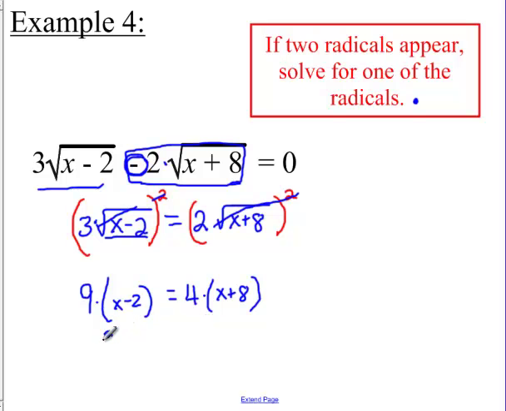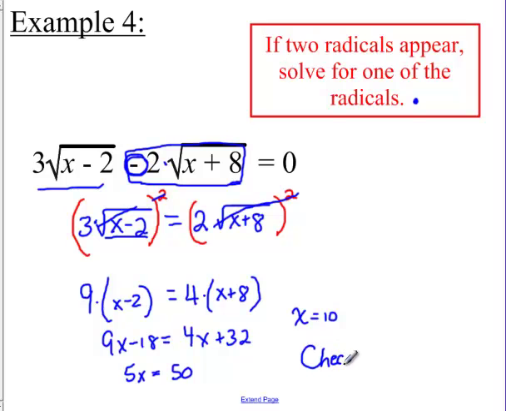Now let's fly through this because this video is getting a little long. This stuff is easy. We just distribute. We'll bring everything to the correct side. 5x equals 50. X equals 10. We're done. There's one last thing. You would check it, and we're going to leave that check for you guys. Little homework.